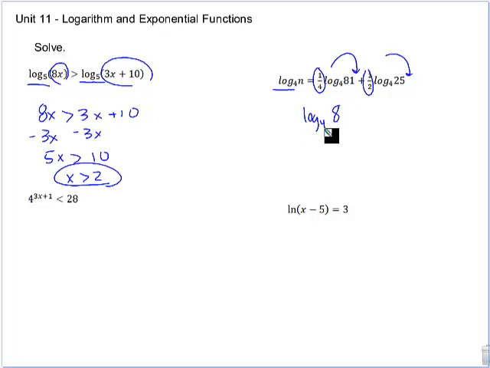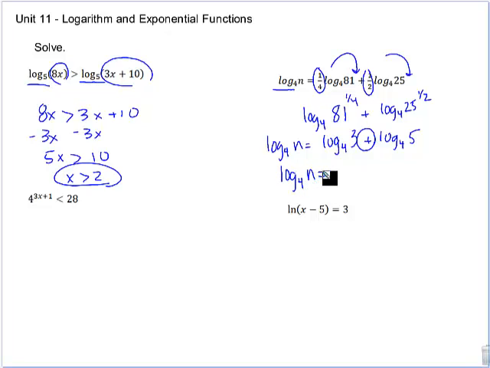So then we have log base 4 of 81 to the 1/4, which is the same as 3. And then we have log base 4 of 25 to the 1/2, which is the same as 5. So now we have log base 4 of n is equal to log base 4 of 3 plus log base 4 of 5. Our properties of logarithms tell us that when we are adding logs, it is the same as multiplying on the inside. So this is log base 4 of n is equal to log base 4 of 3 times 5 is 15. Now, both of these values are going underneath the log base 4 function, so we can just say n is equal to 15.